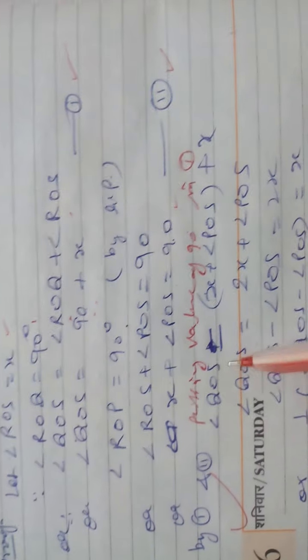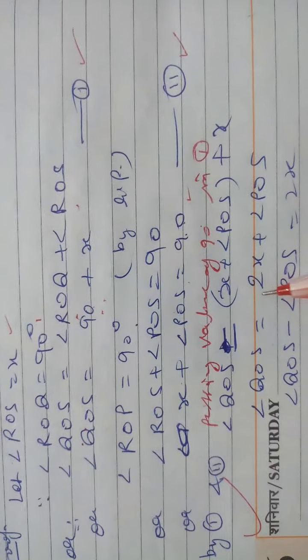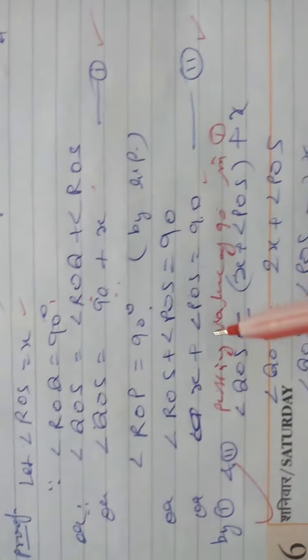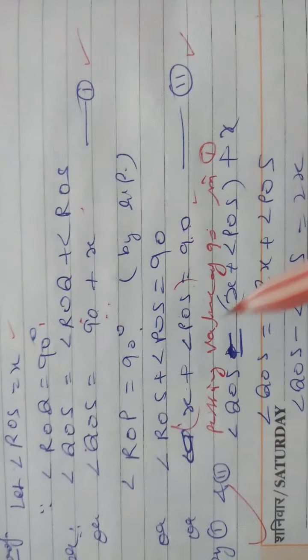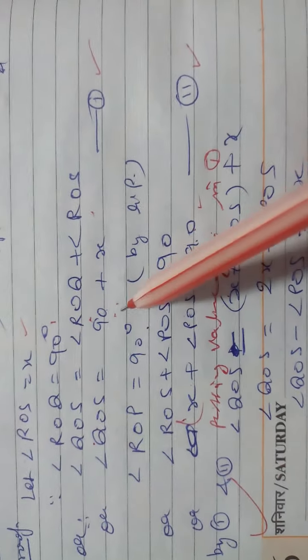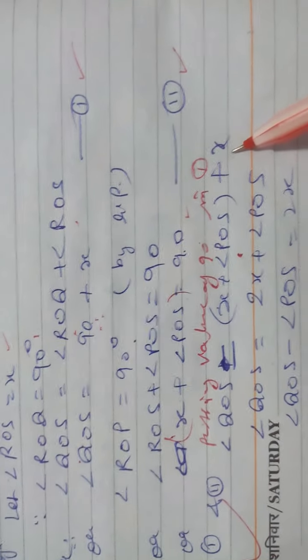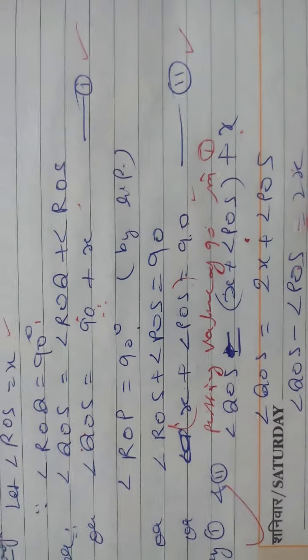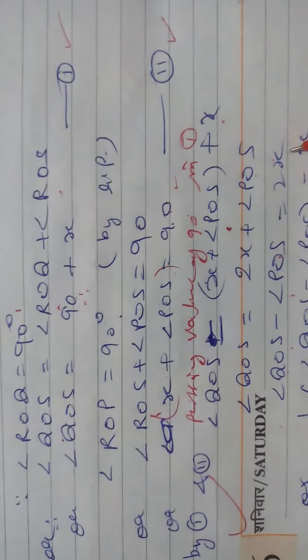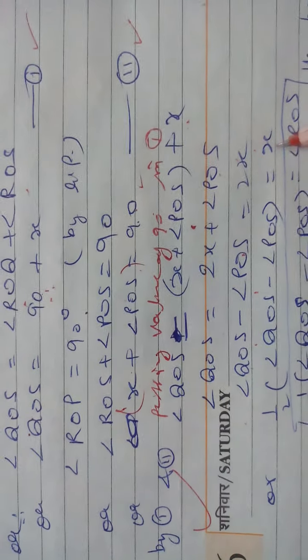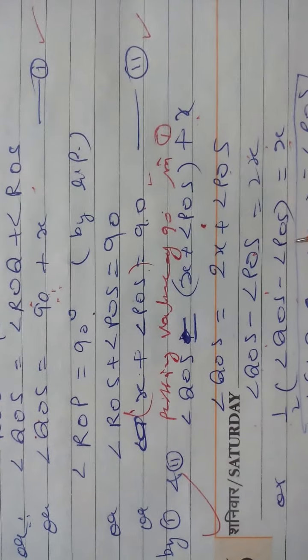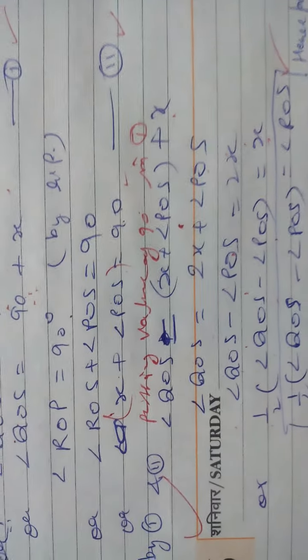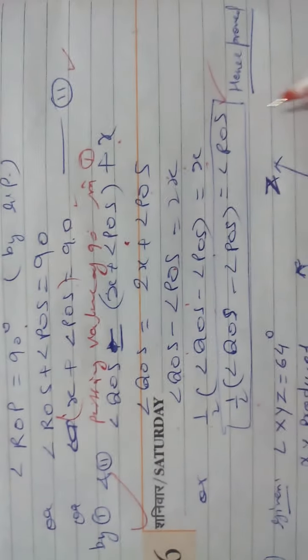How? QOS is equal to 90, and 90 is replaced by x plus POS. You are writing this at this place, at the place of 90, plus x. So open the bracket: x plus x is 2x, 2x plus POS. Transpose POS to this side, you will get QOS minus POS is equal to 2x. Then what is x? 2 will come across, x is half of QOS minus POS, and that is your proof. Left to right side, you can write ROS on this side. x means ROS.